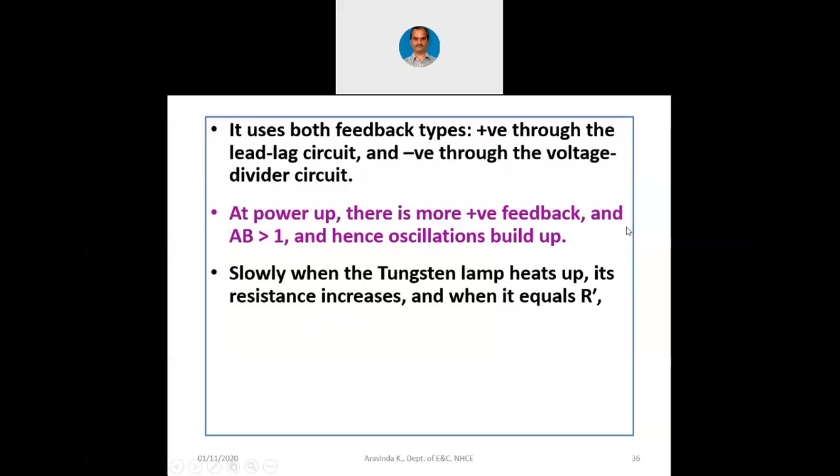At power up, there is more positive feedback, and A beta is greater than 1, hence oscillations build up. Slowly when the tungsten lamp heats up, its resistance increases. The lamp's filament is going to have a positive temperature coefficient: when the temperature increases, resistance increases. So when the tungsten lamp heats up, its resistance increases, and when it equals R dash, what happens? Feedback resistance is 2R dash. When it equals R dash, there is a gain factor of 2.